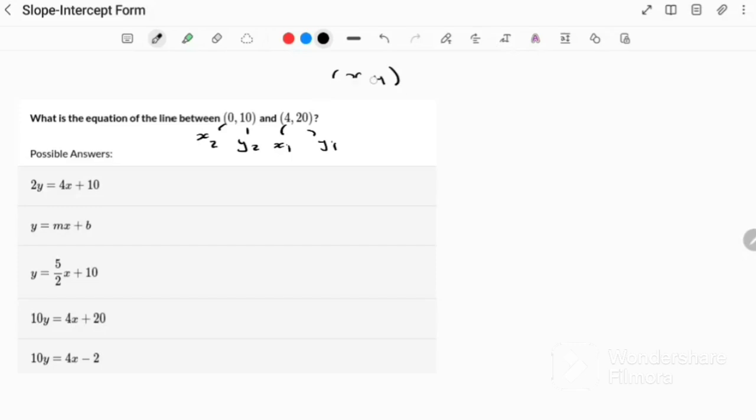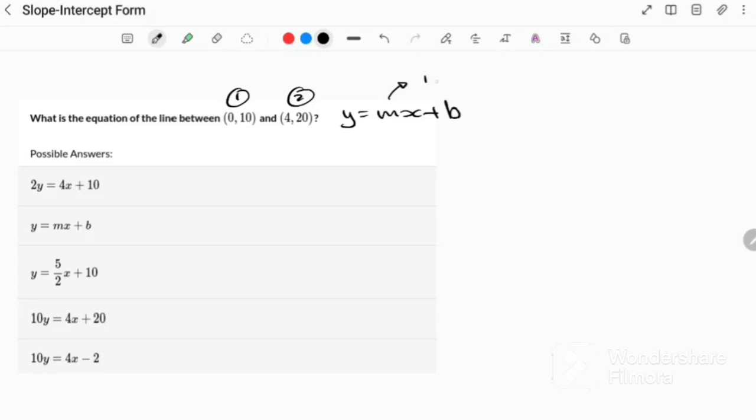So for our solution, let's go ahead and make this 1 and this 2. And let's see what we have. So we need to find the equation. To find the equation, the general form is y is equal to mx plus b. We need to find our m.